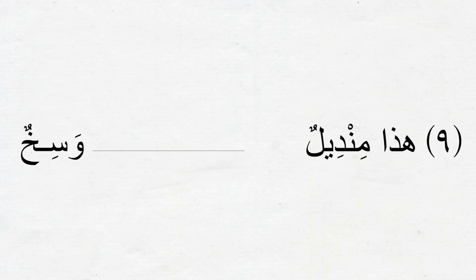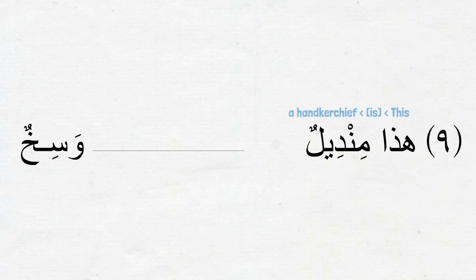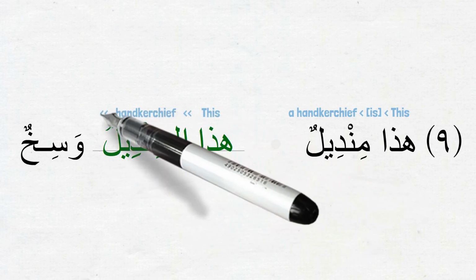Part 9. هذا منديل. This is a handkerchief. Our next sentence will then be هذا المنديل وسخ. This handkerchief is dirty.